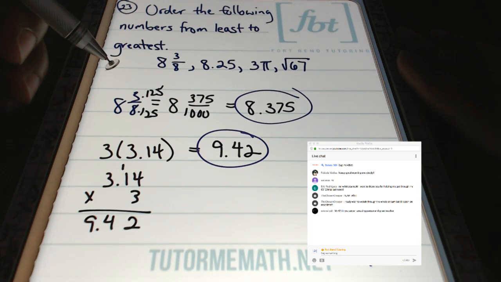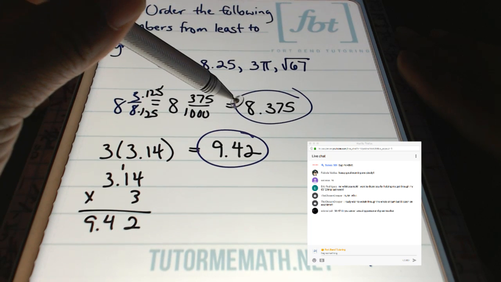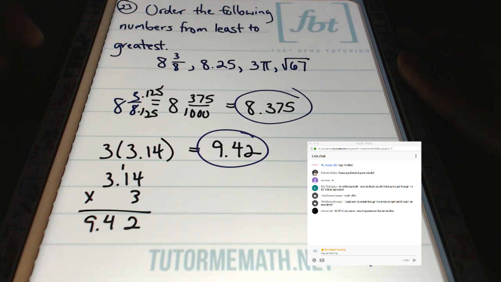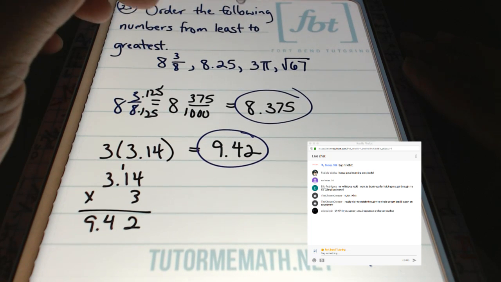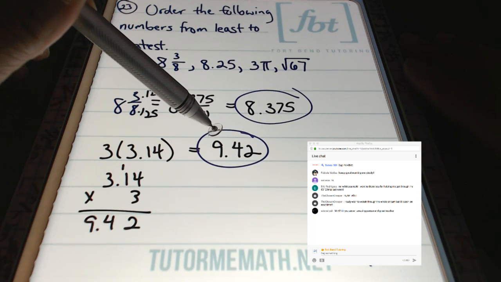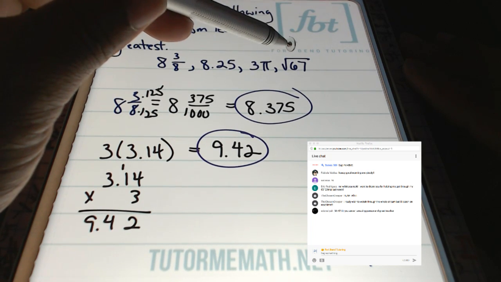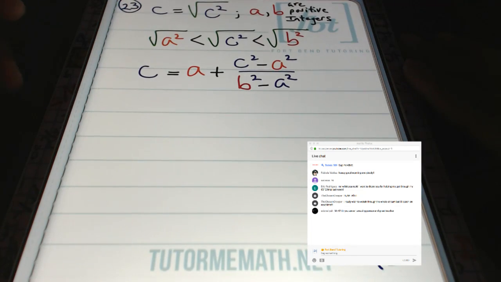And so far, guys, we have our 8 3/8, which is exactly, not even an approximation, exactly 8.375. We know that our 8.25 is exactly as given to us. We know that 3π is approximately 9.42, and now we're going to find the value for the square root of 67. So let's go to the next page in order to make that happen.